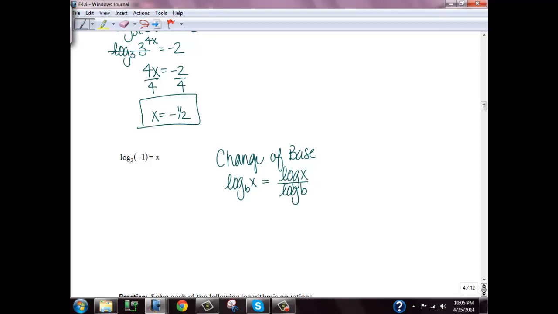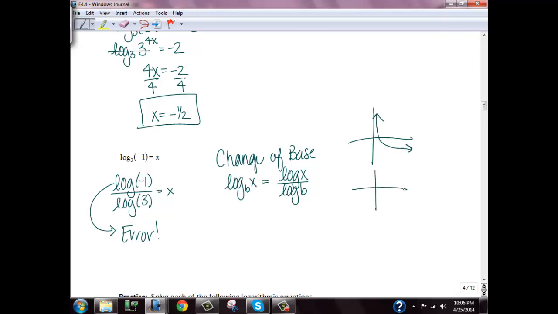Okay, so I want to change these to base 10. So I'm going to do log of my original inside number, which is -1, all over log of my original base, which is 3. Now this I can plug into my calculator, but notice when you plug in log of -1 into your calculator, it should give you an error. And the reason is, when you do logs, remember, they have an asymptote at x equals 0, which means that they can never touch or cross 0.